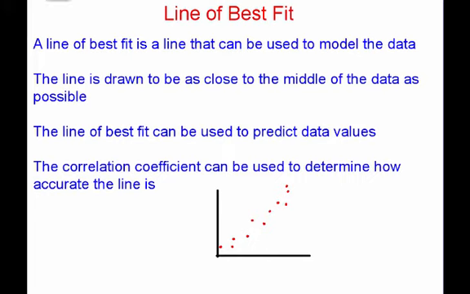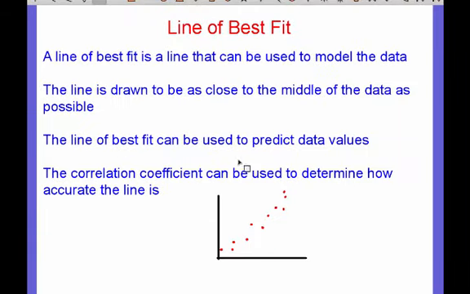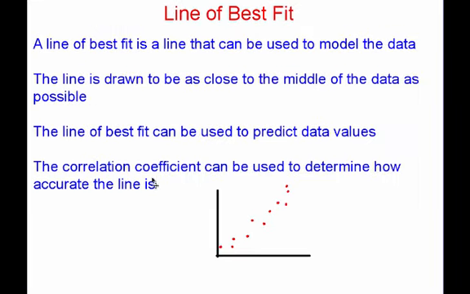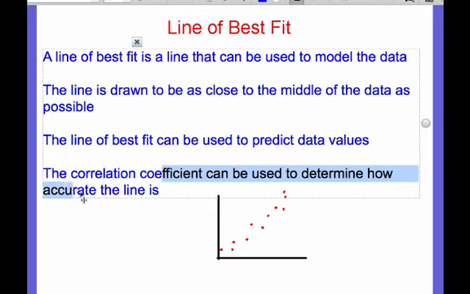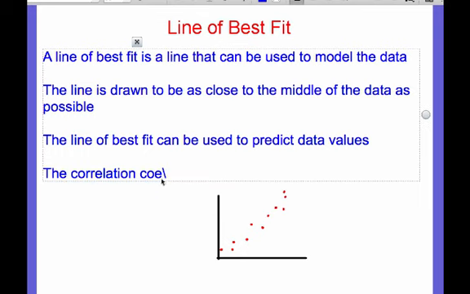Our third and final concept that we need to talk about is the line of best fit. So a line of best fit is a line that can be used to model data. And it's simply a line that is drawn that is as close to the middle of the data as possible. And it can be used to predict data values. And you do not need to worry about this last little line here. We don't need to talk about the correlation coefficient.